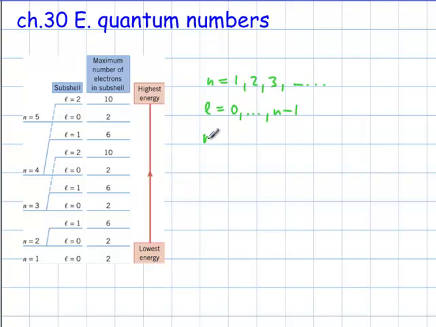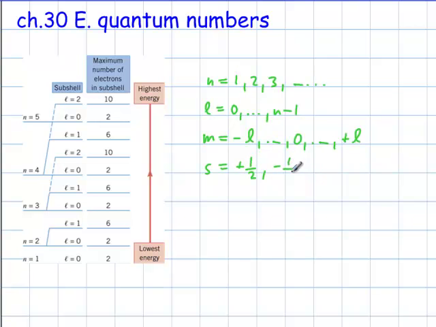Okay, the magnetic quantum number runs from negative L all the way through 0 to positive L. So for example, for N equals 3, this rule is being applied that L can be 2, 1, and 0. Then for L equals 2, the magnetic quantum number would be negative 2, negative 1, 0, 1, and 2. For L equals 1, it would be negative 1, 0, and positive 1. And for L equals 0, it would only be M equals 0. And then, of course, the spin is either plus 1 half or minus 1 half.